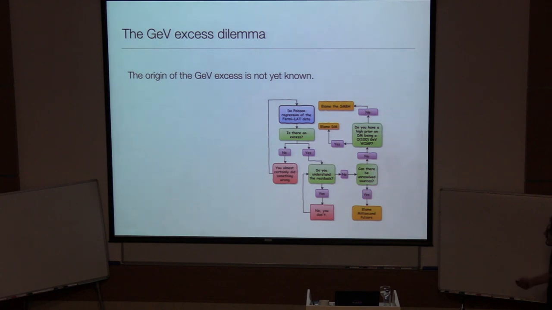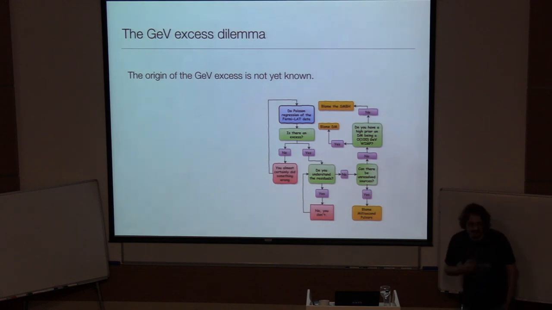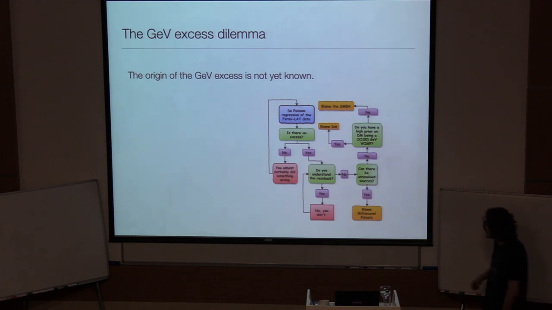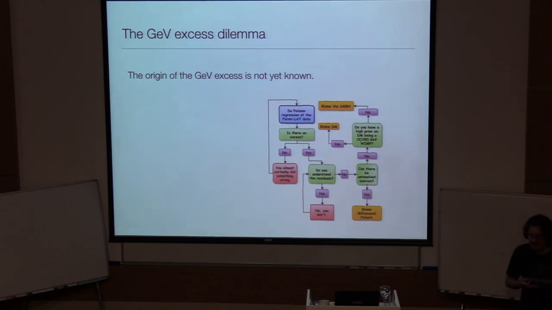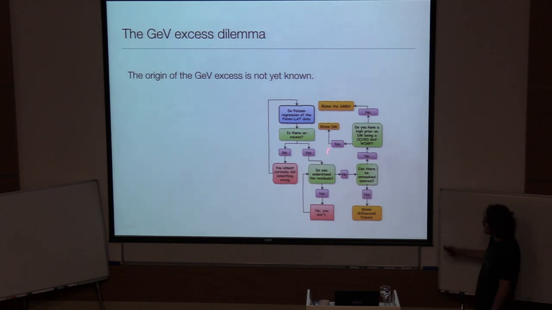So there's a chart like this, and eventually we try to answer the question: is there an excess? Well, everyone did it, and there's certainly an excess, so the answer is yes. But once we try to answer the question, do you really understand the residuals, it's probably no. If you say yes, then you're probably doing something wrong. And is it unresolved sources? Yes, it is likely that it's unresolved sources. However, I think it's really hard, just given the Fermi-LAT data, to say anything either way. So I think we are at this logical point in this flow chart diagram, and we are just waiting for more data to appear so we can continue the logic flow further.